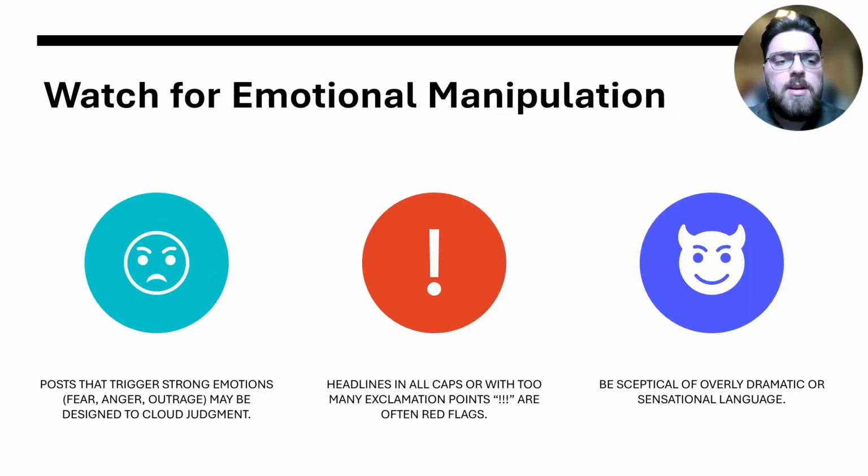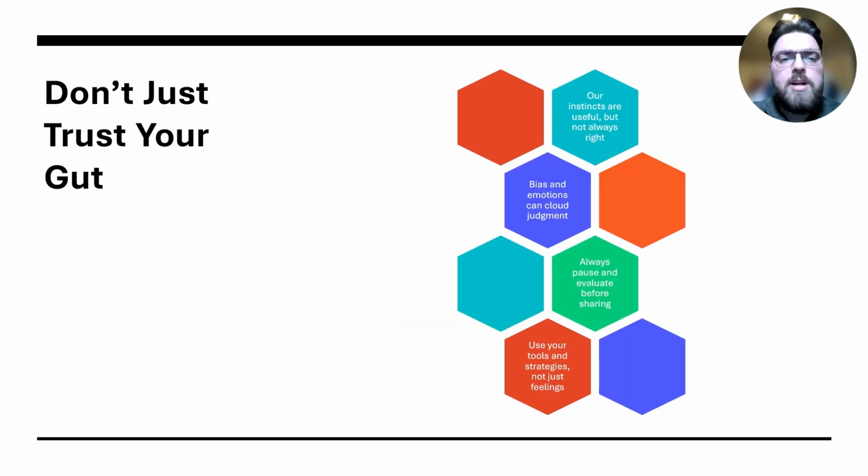Posts that trigger strong emotions such as fear, anger, or outrage might be designed to cloud your judgment. Headlines that use all capitals or too many exclamation marks are often red flags as well. You should be skeptical of overly dramatic or sensational language. Don't just trust your gut. Our instincts are usually useful, but they're not always right. Bias and emotions can cloud your judgment. Always pause and evaluate before sharing information.